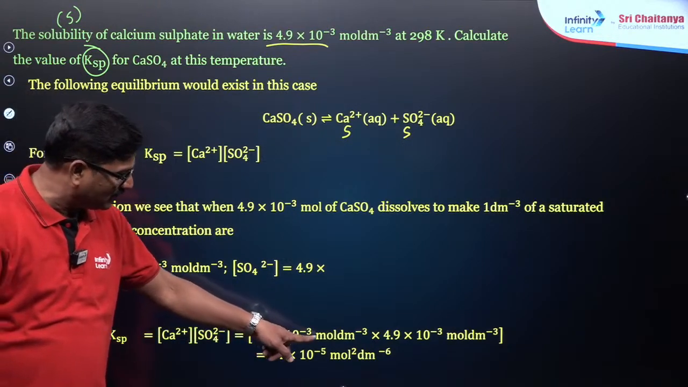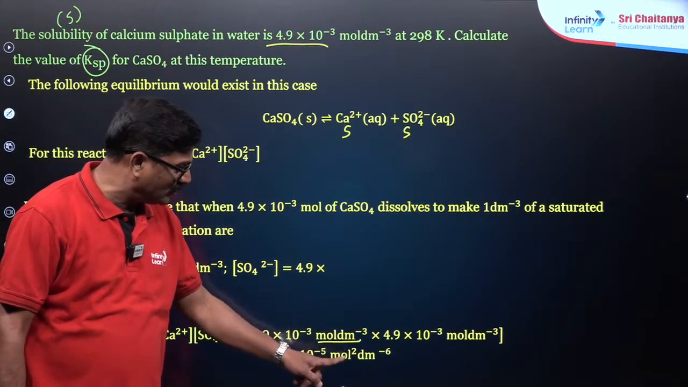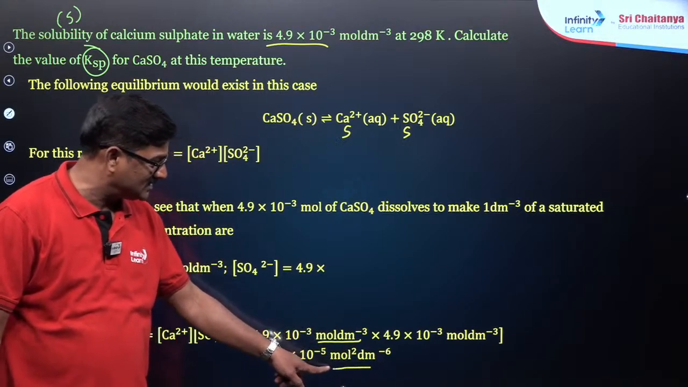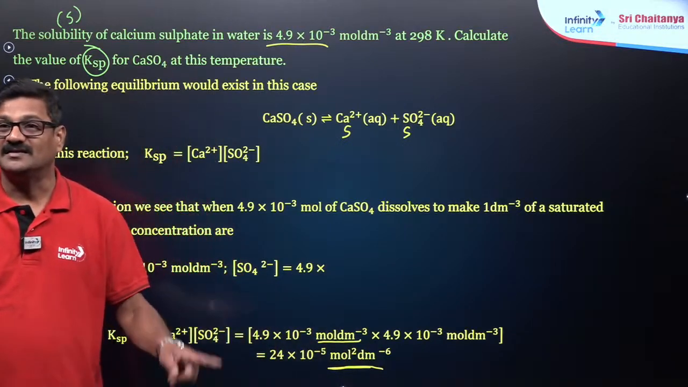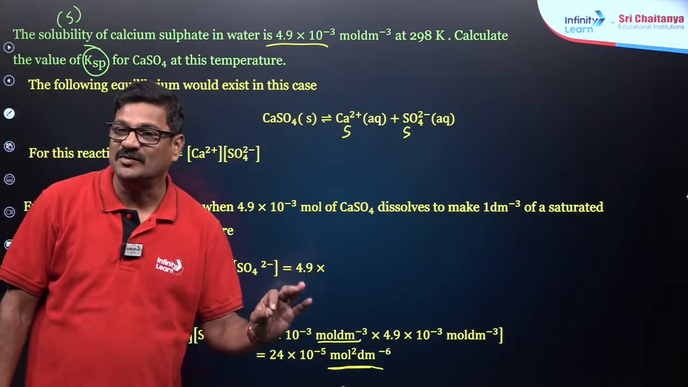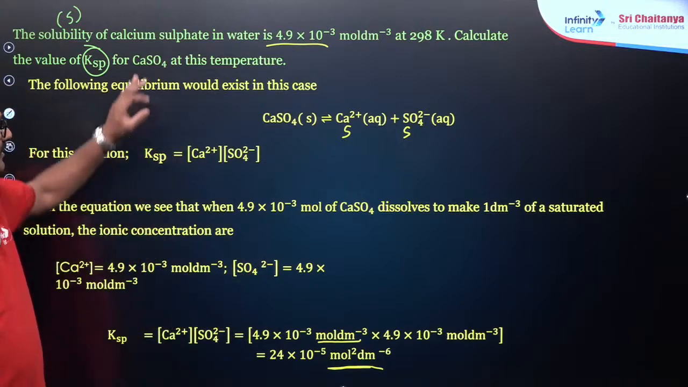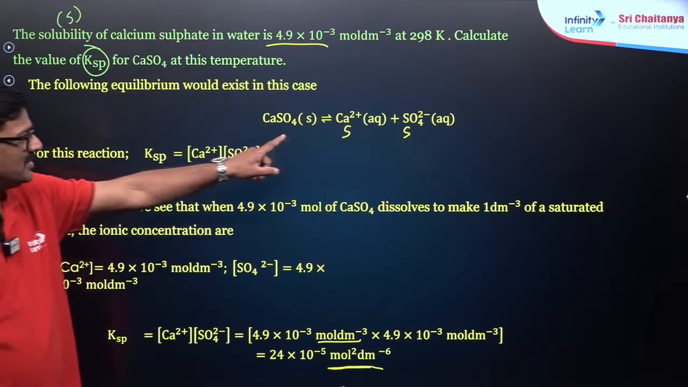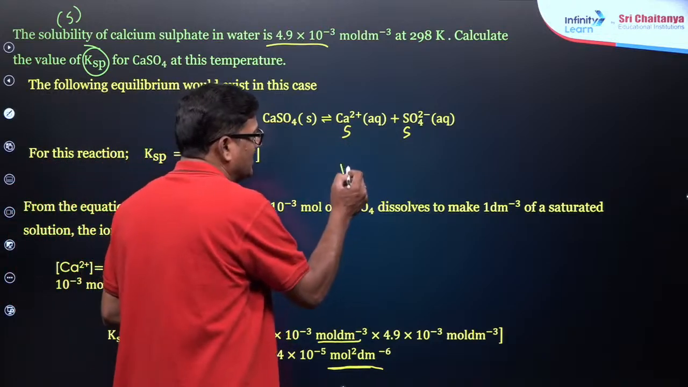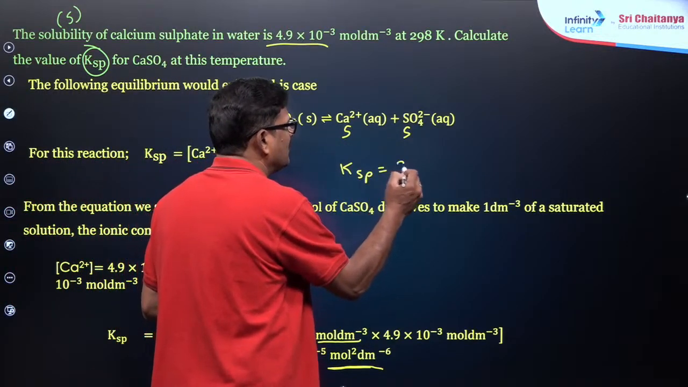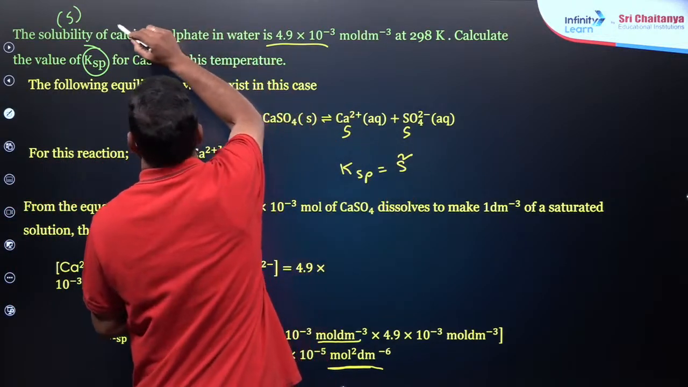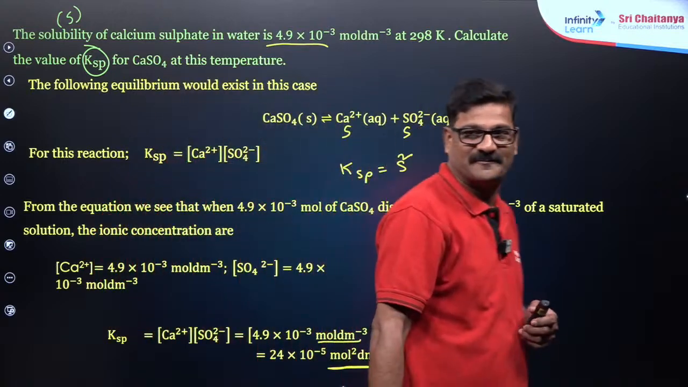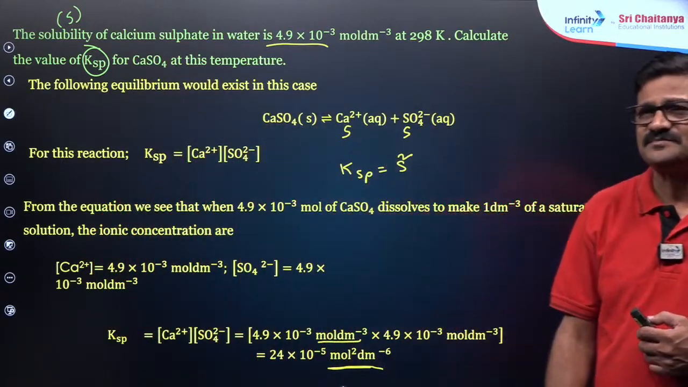You see this mole per dm cube, mole square dm power minus 6. You see this unit. That unit can give you the insight of the actual value. And this is the solution. You can say simple S square. KSP is going to be S square. S is given directly. You can write it. Fine.